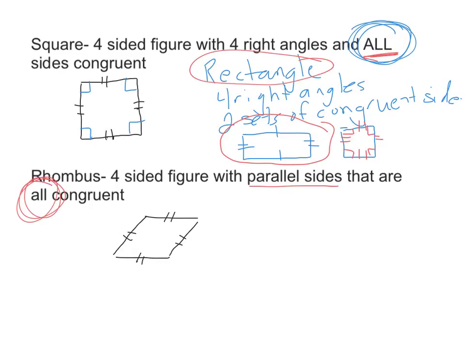So you can think of it like a square that's been stepped on and smushed to where all of the sides are still congruent. They still have parallel lines here and here, but they do not need to have right angles. So it's like a square where all the sides are congruent, but no right angles needed.